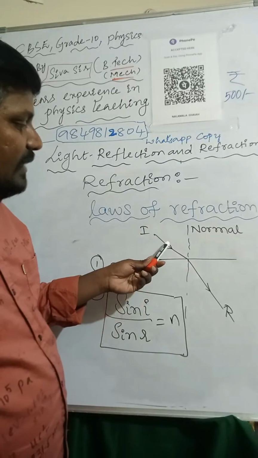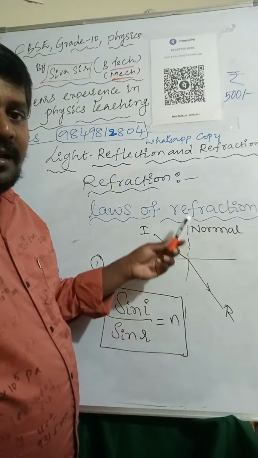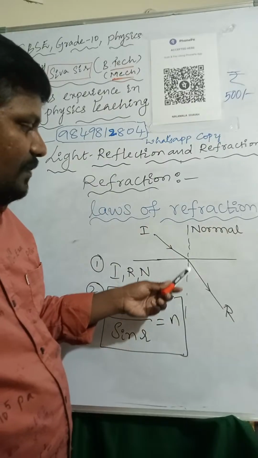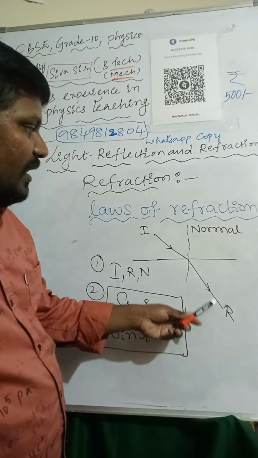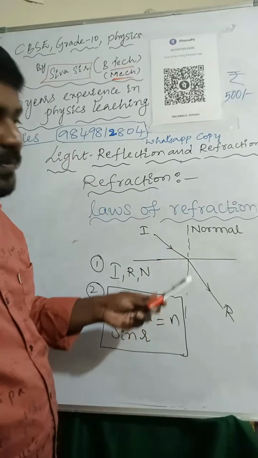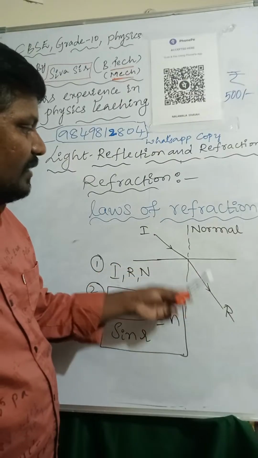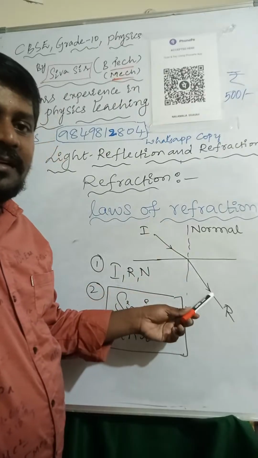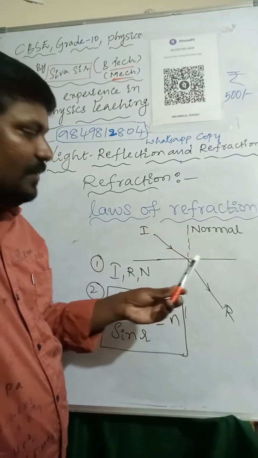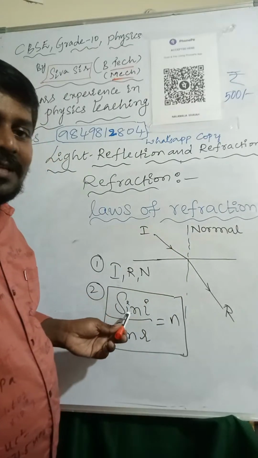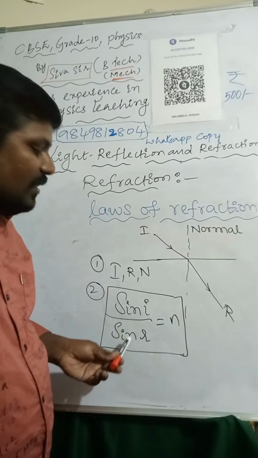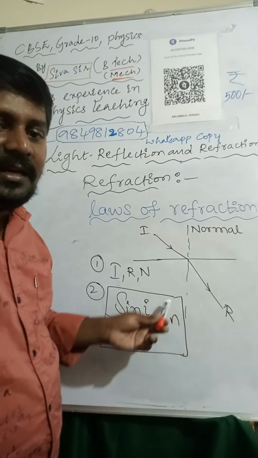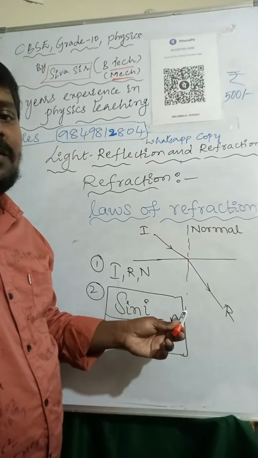Once again, the incident ray, refracted ray, and normal line lie on the same plane. And the ratio of the sine of the angle of incidence to the sine of the angle of refraction is equal to a constant. That constant is equal to n.